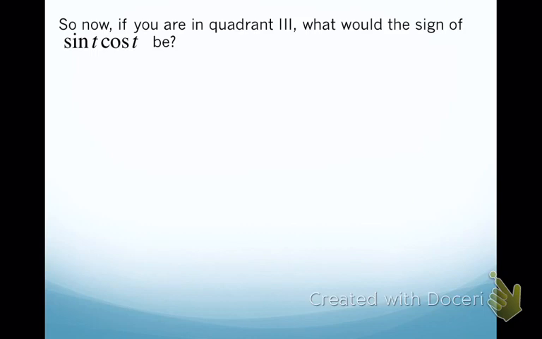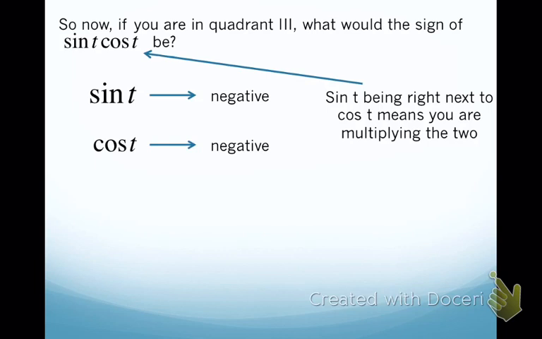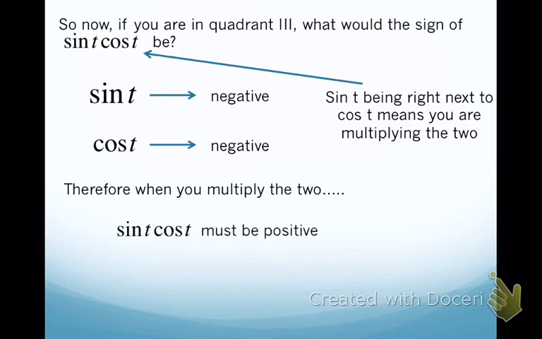So now, if you're in quadrant 3, what would the sign, S-I-G-N, of sine of t times cosine of t be? Well, we know sine of t in the third quadrant is negative. Cosine of t in the third quadrant is also negative. And remember, this notation means that you are taking sine and multiplying it by cosine. Therefore, since you're multiplying the two, and both of them are negative, sine of t times cosine of t must be positive in the third quadrant.